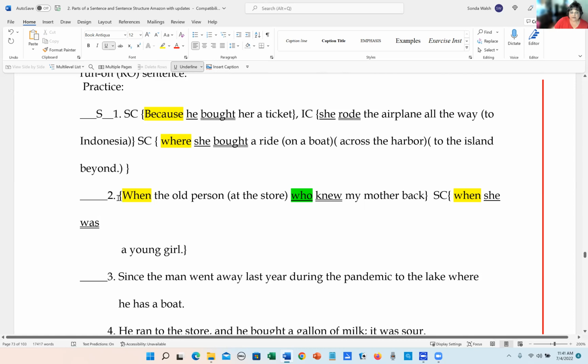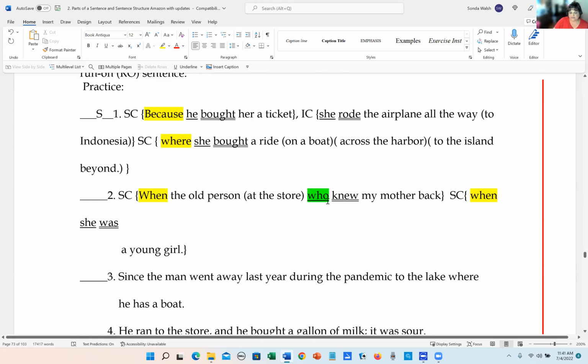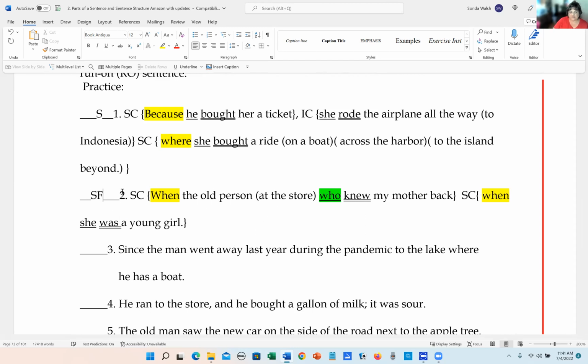So this is also a subordinate clause, mainly because who is a relative pronoun. We know it's a relative pronoun because it's acting as the subject of the sentence. So when we look at this, we see that this sentence has two subordinate clauses, and we cannot have a subordinate clause all by itself as a sentence. So this is a sentence fragment because it has two subordinate clauses.